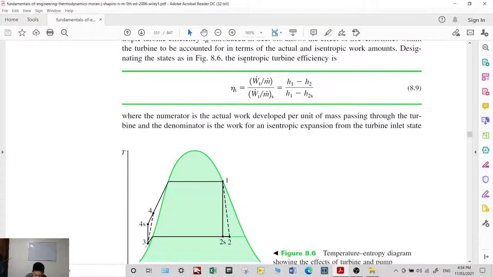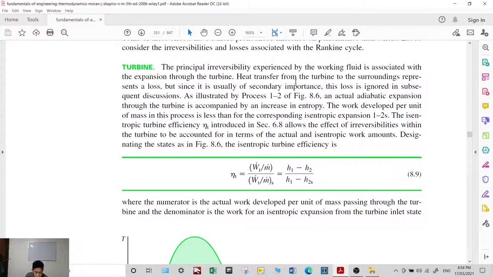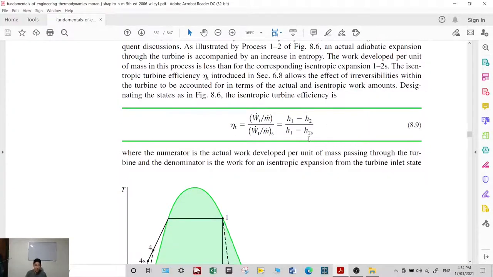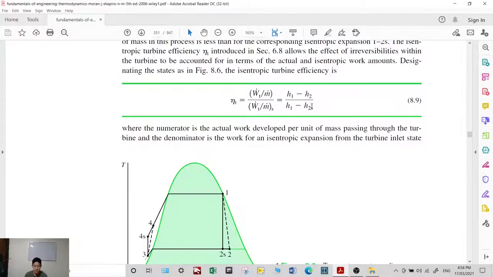Again, this is just a review. The effect is that the efficiency of your turbine becomes lower now. So this is the isentropic turbine efficiency, actual over ideal. So this is always less than 1.